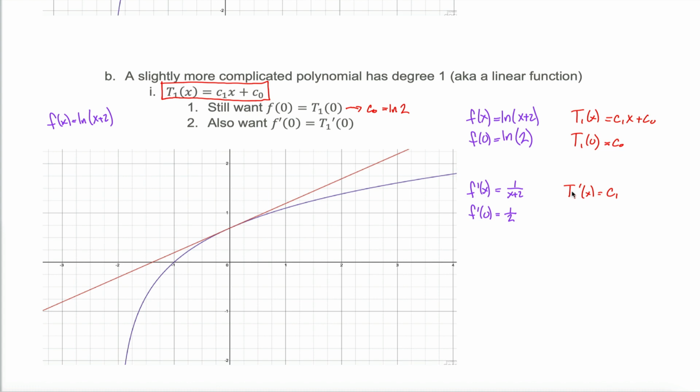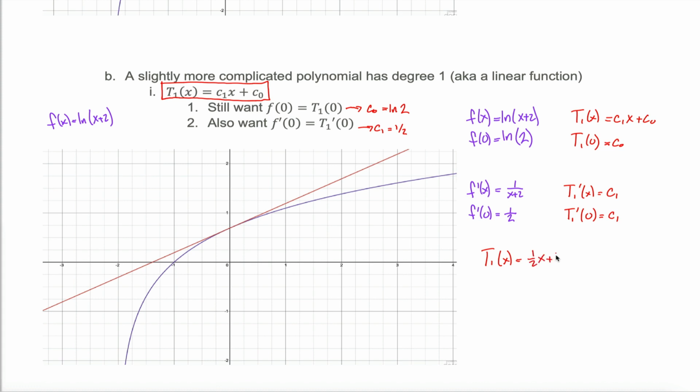Really what I want is not the slope of the tangent line to the polynomial at any x. I want the slope of the tangent line to this polynomial when x equals 0. So what I've got to do is change all the x's in this expression into zeros. But there are no x's in this expression, so t1 prime of 0 is just equal to c1. I want f prime of 0 to equal t1 prime of 0, so I want c1 to be equal to 1/2.